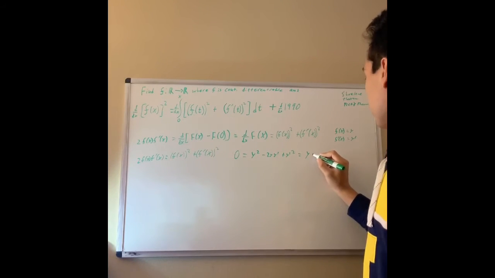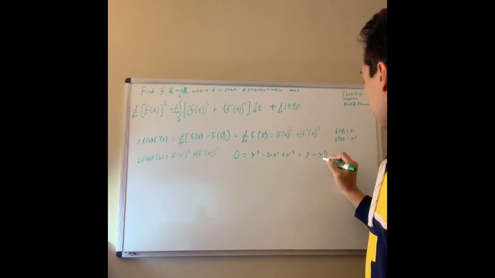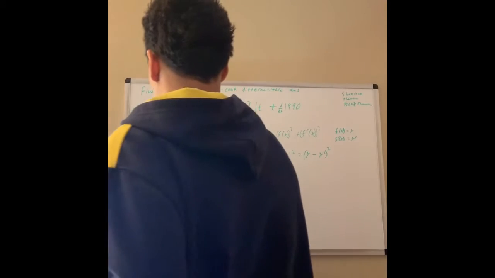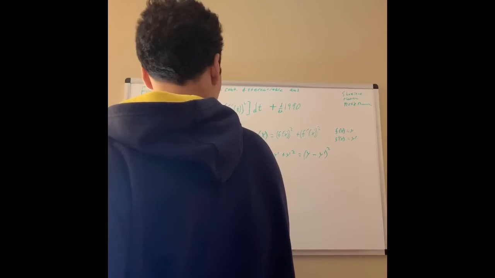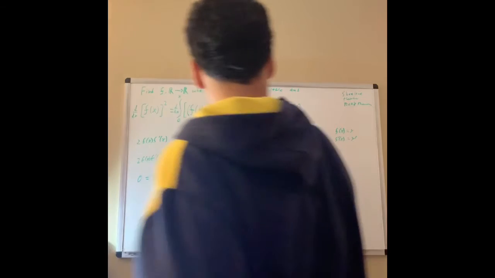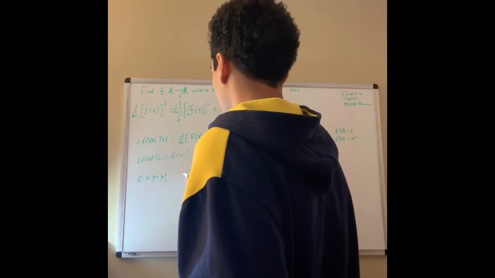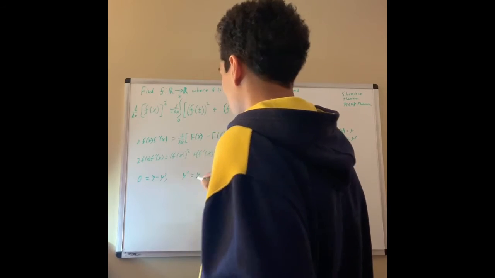Whatever. You don't need to know the name. You just need to know the form. It's gonna look like this. So we're gonna have (y - y')^2 = 0. And now we can gather that 0 = y - y' by taking the square root on both sides. And then we're gonna get that y' = y.